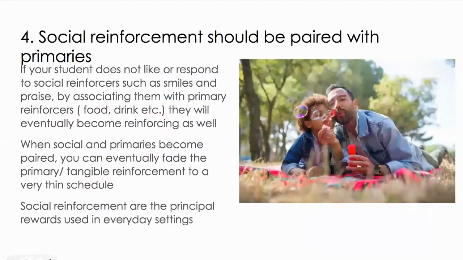Rule 4, social reinforcement should be paired with primaries. So if your student does not like or respond to social reinforcers, such as smiles and praise, by associating them with primary reinforcers like any kind of food, drink, that type of thing, those biological needs, they will eventually become reinforcing as well. When social and primaries become paired, you can eventually fade the primary slash tangible reinforcer to a very thin schedule. Social reinforcements are the principal rewards used in everyday settings.